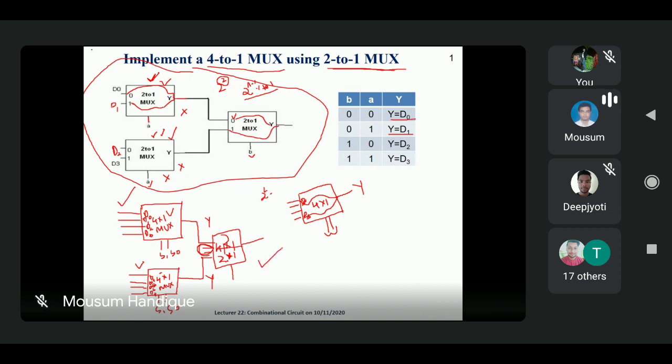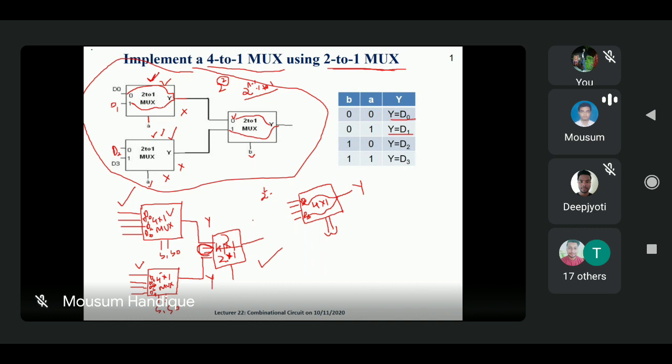And what other possibilities are there? Okay, suppose the question is that implement 8 into 1 MUX using only 4 to 1 MUX. That time what happened? Can we solve this way? So you can just think about this one. Okay, and tell me what are the alternative options.